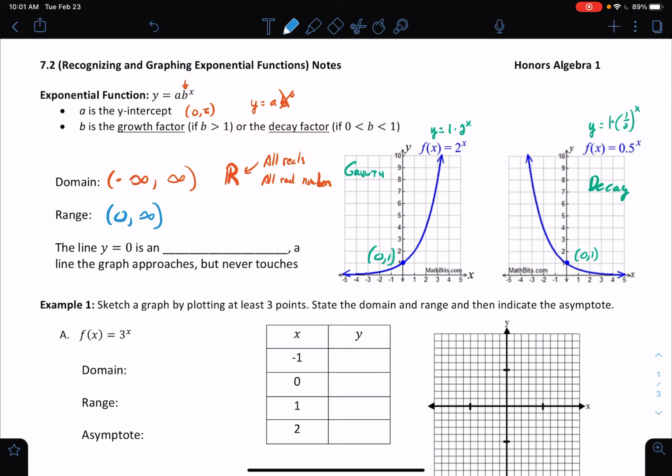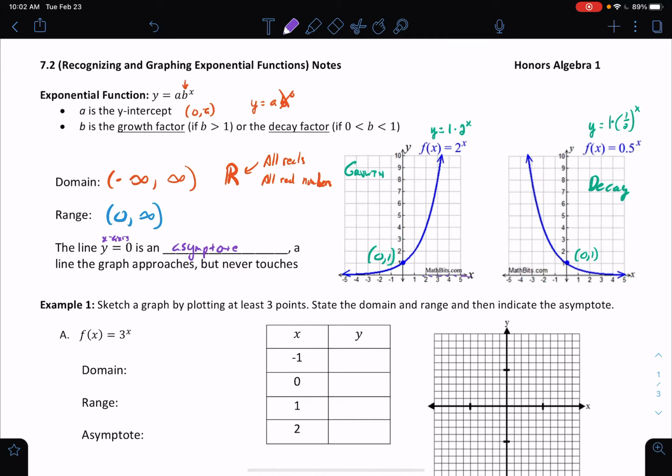All right, and then there's no limit on how high your y value goes. Now the line y equals 0, which is the x-axis, is what's called an asymptote. An asymptote is a line that a graph gets really, really close to, but never touches.